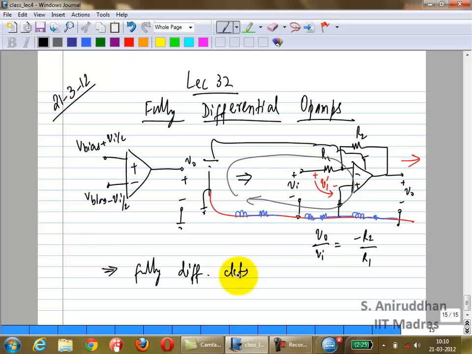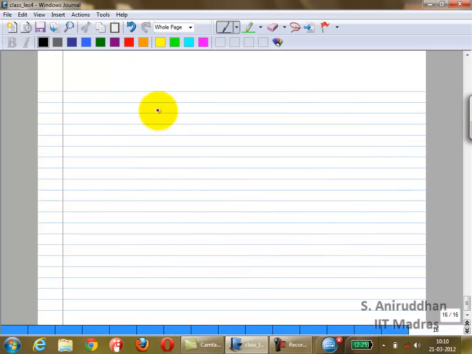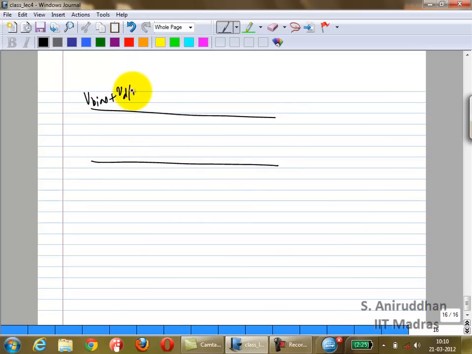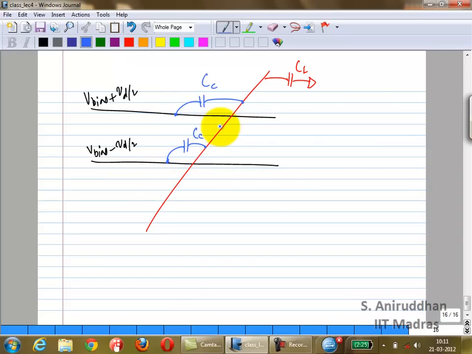For example, let us say you have some two signal lines here. You have some minus VD by 2. Let us say you have some other line, some routing on a different metal layer going across these two lines. And that has some load capacitance, let's say CL. So these two are going to have some capacitance CC, let's say equal capacitance. So let us assume we didn't have the negative line, so we had only V bias plus VD by 2. What is the voltage coupled on to the line in red?